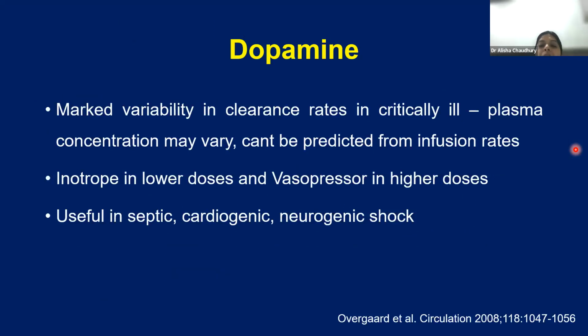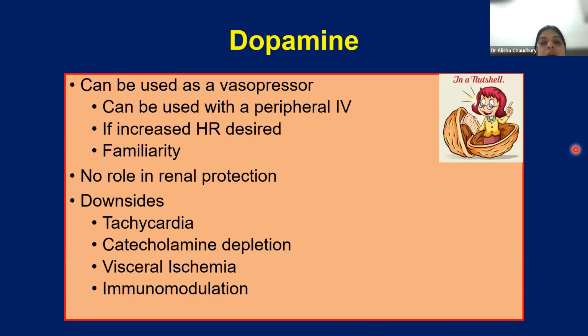Now, the problem with dopamine is that there can be marked variability in the clearance rates, especially in critically ill patients. So the plasma concentrations vary, and it is an inotrope in lower doses, but a vasopressor in really higher doses. So you can again use it in septic, cardiogenic, and neurogenic shock. As I mentioned, it is a vasopressor which can be used even with a peripheral IV. If you want an increased heart rate because of its beta-1 action, many people are familiar, and most cardiologists still advocate dopamine.